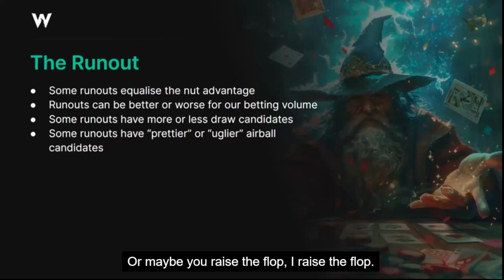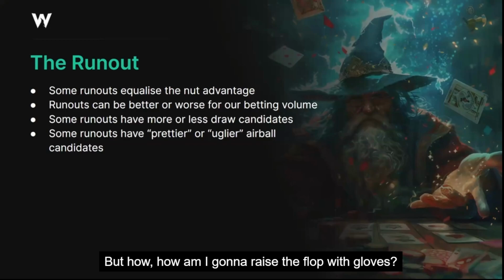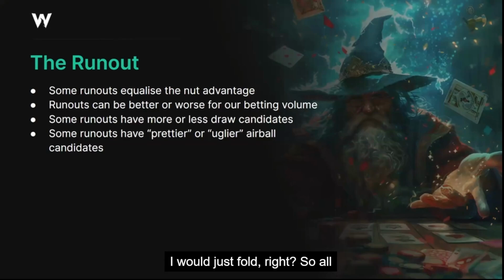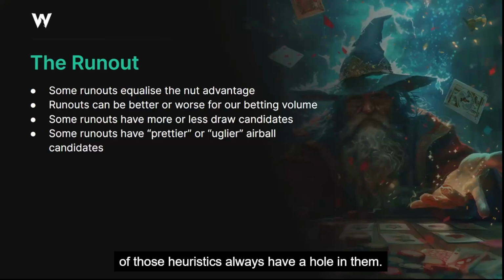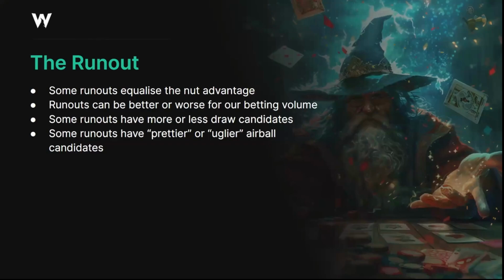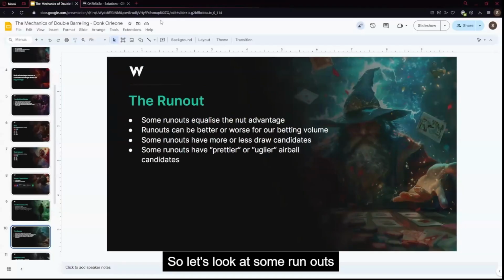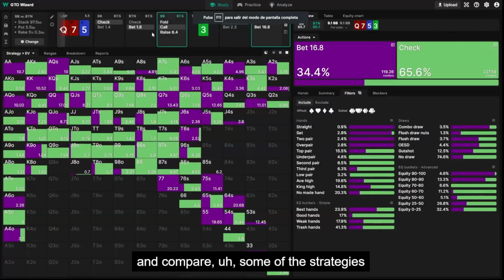Or maybe you raise the flop. I raise the flop. Oh, I would rather have clubs. Right? But how am I going to raise the flop with clubs? I would just fold, right? So all of those heuristics always have a hole in them. I'm not saying the heuristics are bad. It's just they always have holes, and you have to be aware of it. So let's look at some runouts and compare some of the strategies.